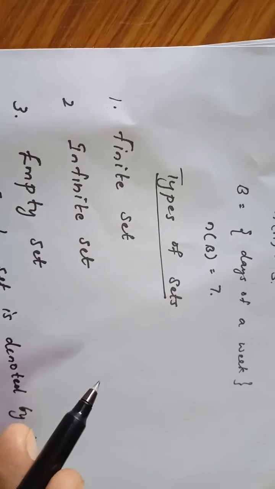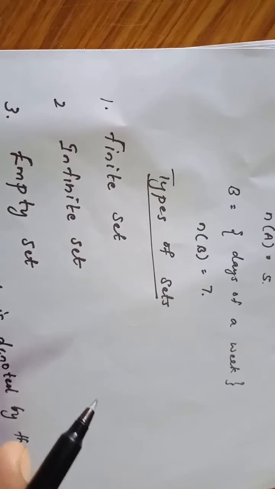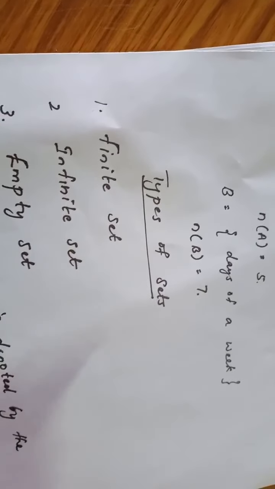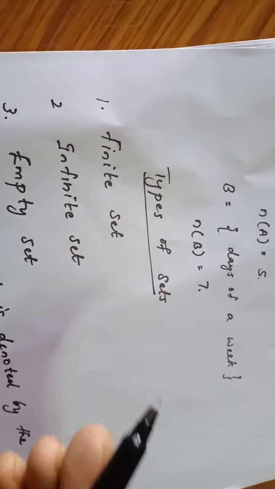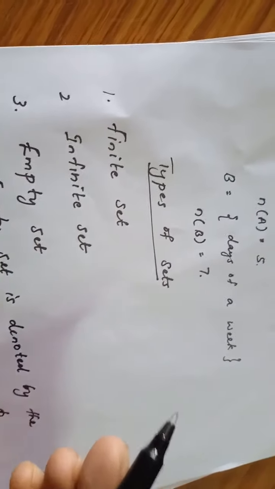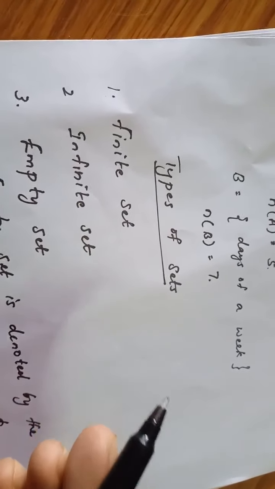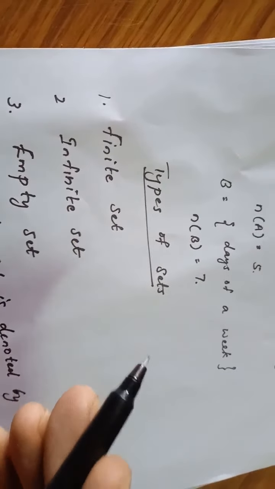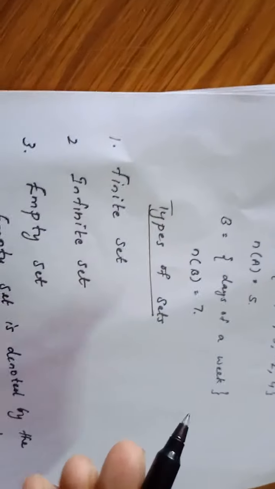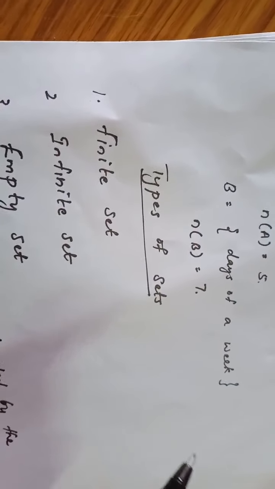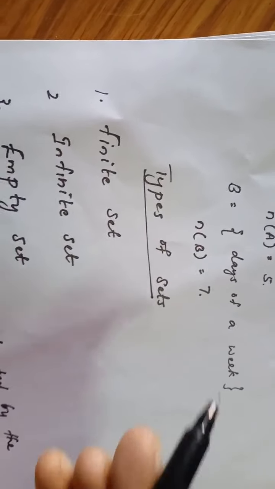Same way, consider the integers less than 10, because integers less than 10 are 9, 8, 7, 6, 5, 4, 3, 2, 1, 0, -1, -2, etc. So we are not able to count the set of integers less than 10. So it is an infinite set.